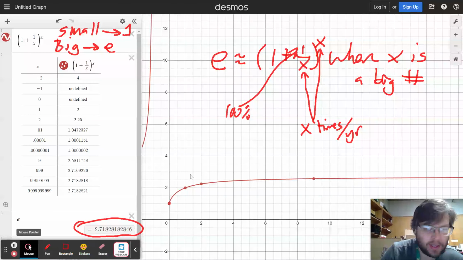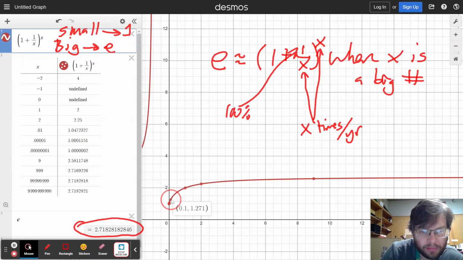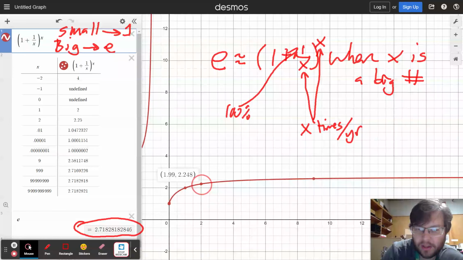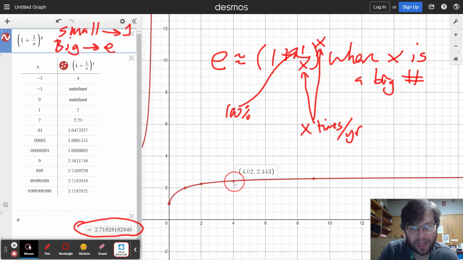If you look at the curve here, if I compound it once a year, I have $2. That's why (1, 2) is on the graph. If I compound it twice a year, I get about $2 and a quarter, because I got 50% the first half of the year and then 50% of that. That gets me up to 2 and a quarter. If I compound it 4 times a year, I have about $2.40. If I compound it 9 times a year, $2.58. But it doesn't keep going up forever. It levels off. So no matter how many times you compound it, you'll never earn more than e dollars.